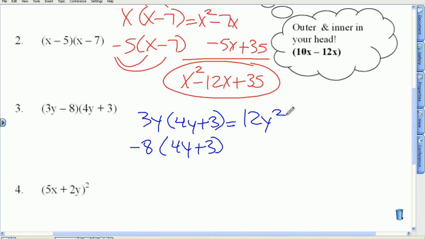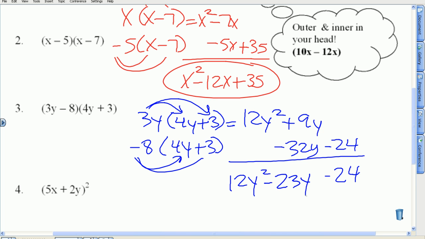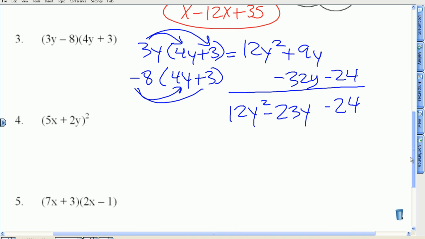3y times 4y is 12y squared. 3y times 3 is 9y. There's enough in common here that you may be able to come up with a strategy to allow you to do these problems mentally. The next line, negative 8 times 4y is negative 32y. Negative 8 times 3 is negative 24. Notice how we always have those like terms. They happen the same time. That first term, 12y squared, never gets combined with anything. The 24 at the end never gets combined with anything. There's just no like terms that go along with that. That can be used to help you figure out how to do these problems mentally.